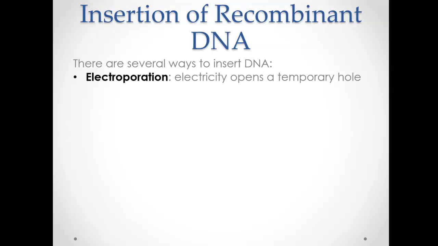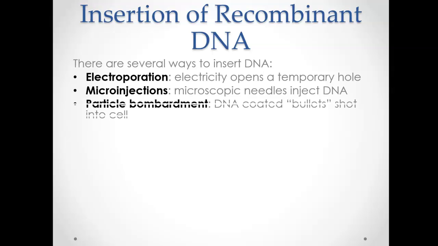Well, there's a couple of different ways to do it. You can do something called electroporation. Electroporation is where you use electricity to shock the embryo to create like a little tiny hole in it, and then you flood it with your recombinant DNA. You can actually use teeny tiny little needles. It's called microinjection. You can use something called a gene gun, which is particle bombardment. There's these little bullets, they're actually little pieces of gold that you coat with your DNA, and then you shoot them into the embryo. It's called a gene gun.